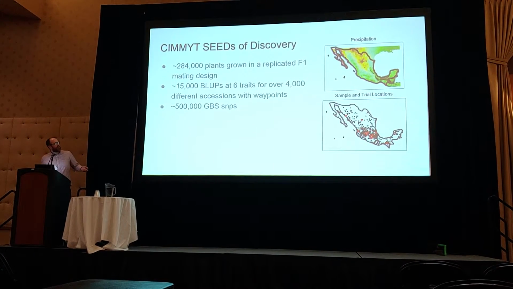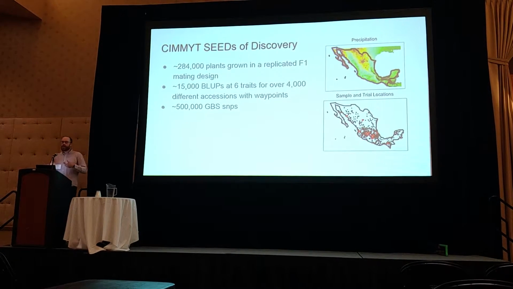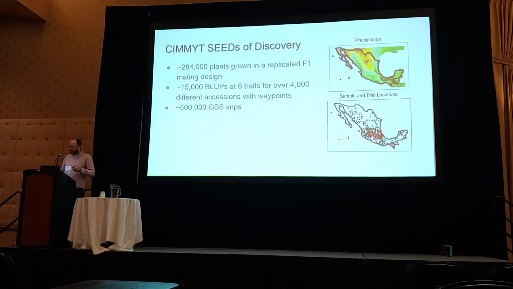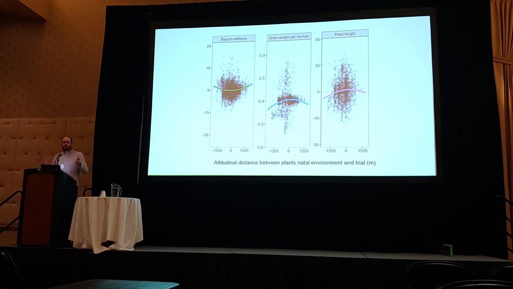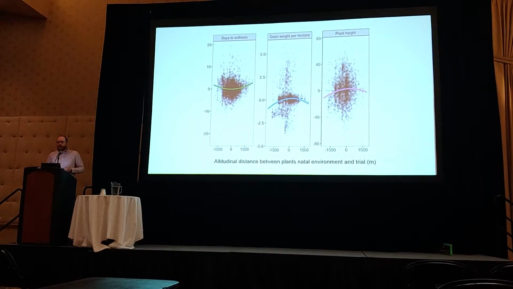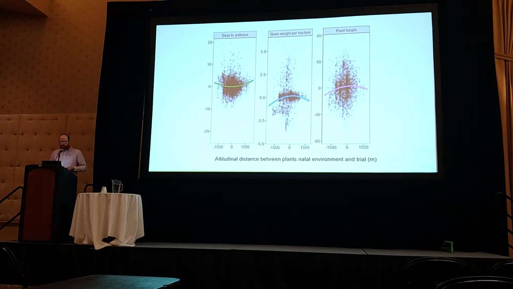And then the red is the trials that we've grown in, again, trying to really get a hold of the whole environmental range. And then, of course, we have our genome-wide SNP data as well. So just broadly in this data set, do we see signatures of adaptation? And this is at the whole plant level.